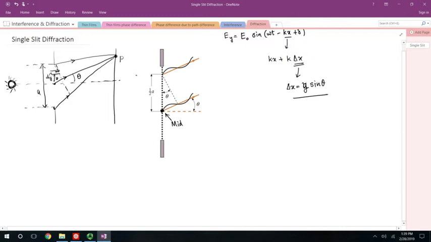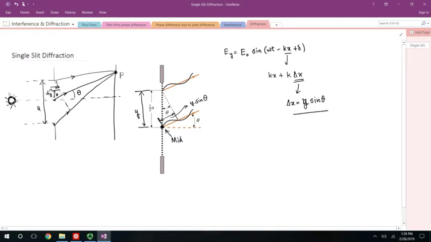This is the middle, and this distance is y, okay? Then this, and since this angle is theta, this part here, from here to the dashed line, is the path difference between the two rays. So that path difference shows up as y times sine theta. That's the idea.